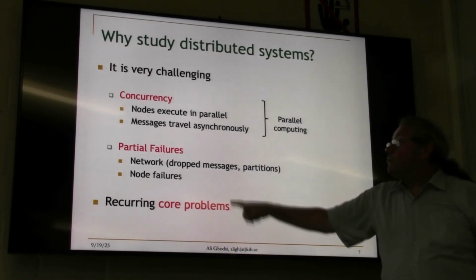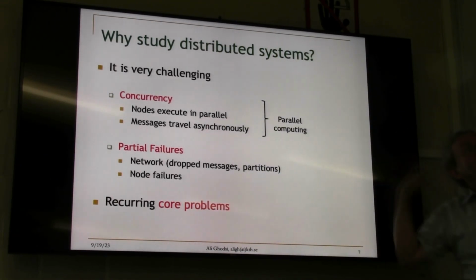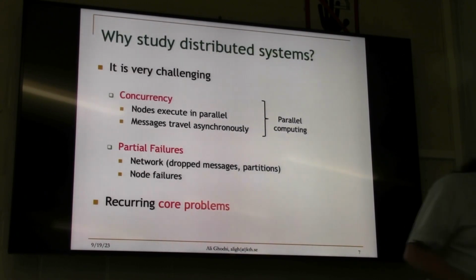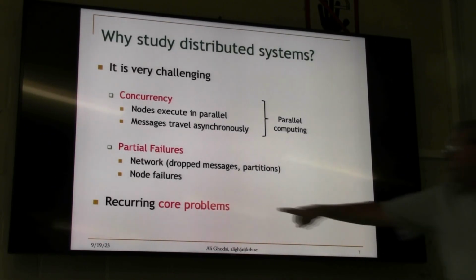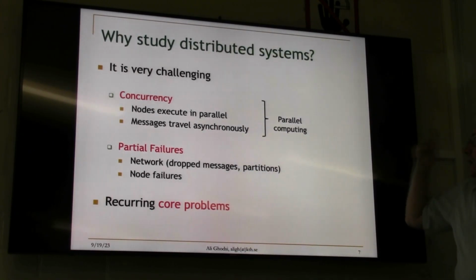There are certain kinds of problems that appear over and over again. One problem is, for example, that the nodes have to agree on something. If we're doing collaborative text editing, all the users have to see the same text, even though they're updating it. So agreement is a problem that happens over and over again. And this is called a core problem. And there are other kinds of core problems.